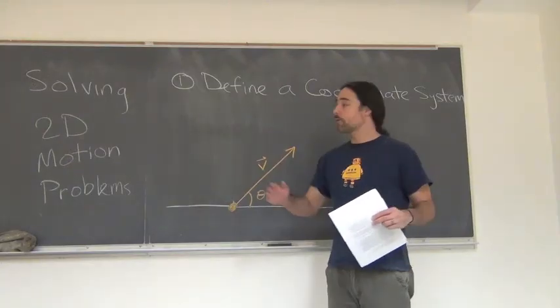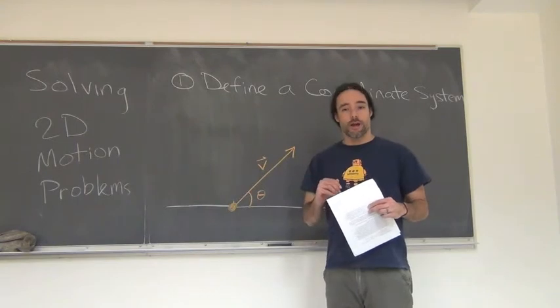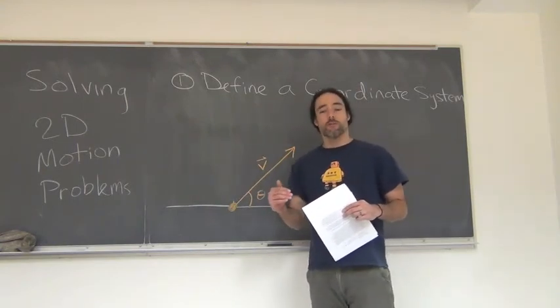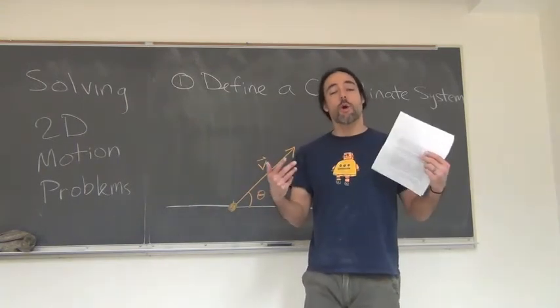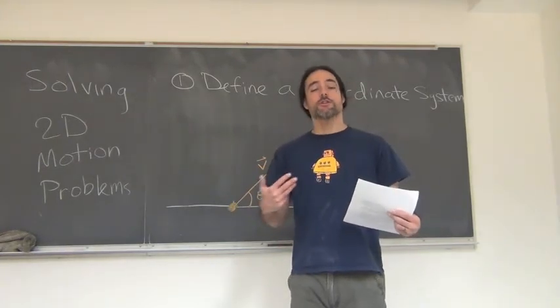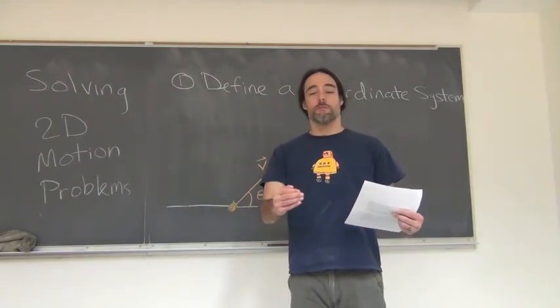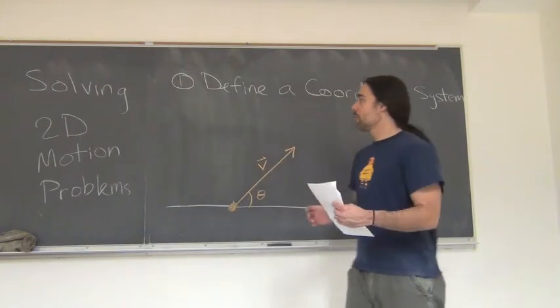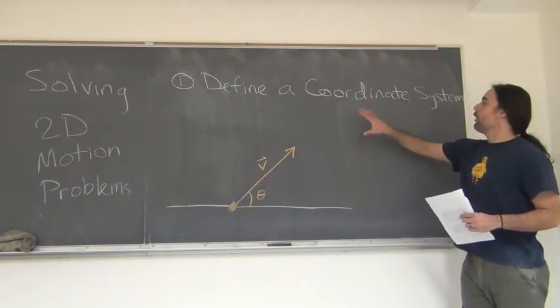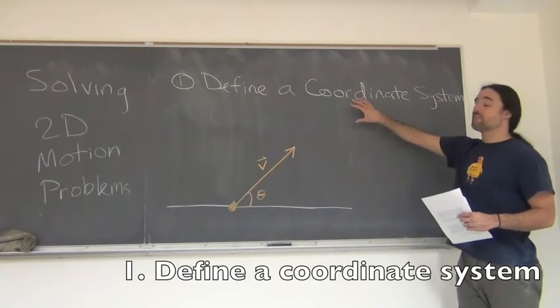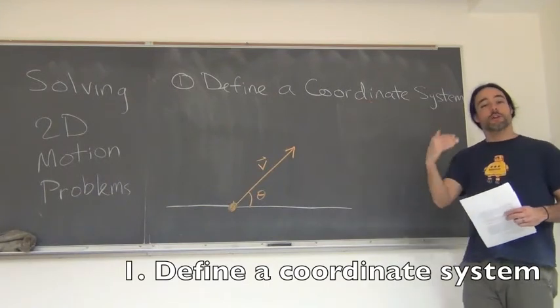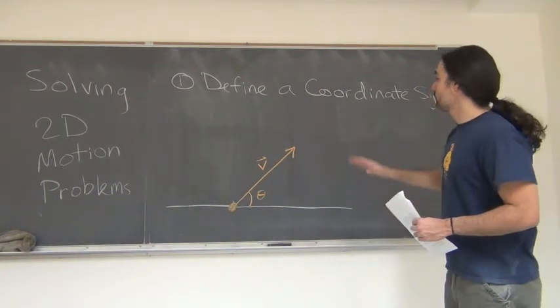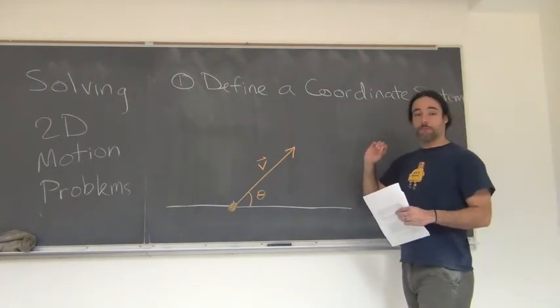Today we're going to talk about solving two-dimensional motion problems. To help with solving two-dimensional motion problems, we're going to go over a series of steps that you can follow that will help you predict the motion of an object. To start off with, we are going to need to define a coordinate system. This is going to be our first step. So step one, define a coordinate system.